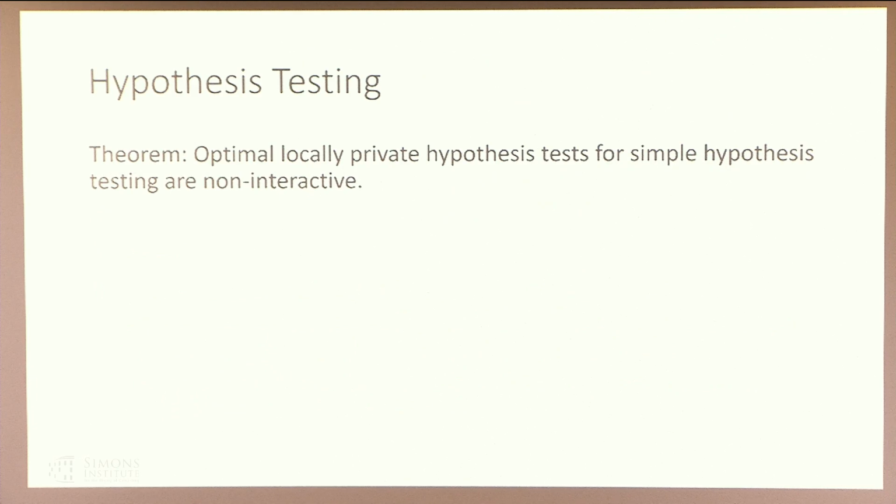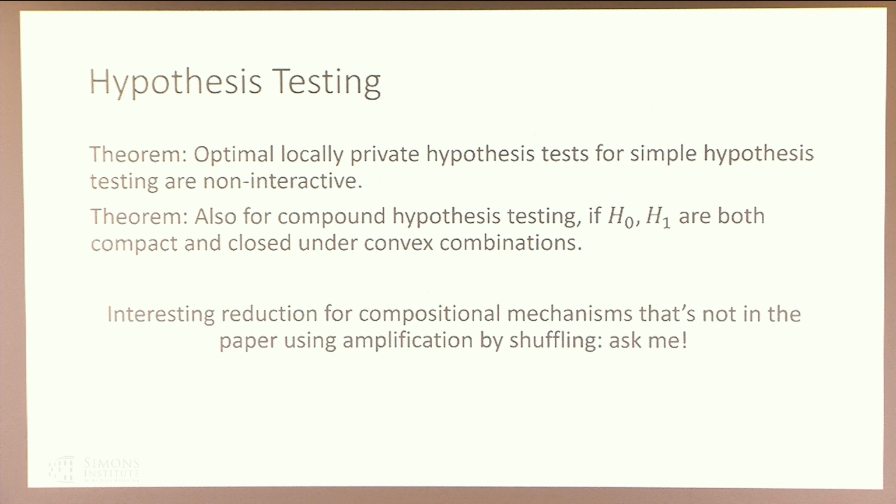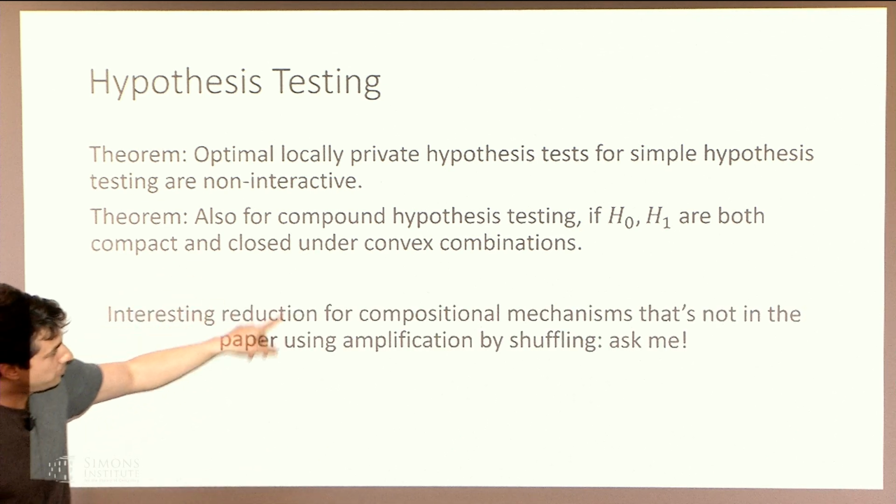Okay, let me just tell you, since I'm out of time, our theorems for hypothesis testing, but not tell you anything about the proofs. Optimal locally private hypothesis tests for simple hypothesis testing are non-interactive. Okay, so you get optimality even with respect to the entire class of fully interactive mechanisms. You can generalize that a little bit to compound hypothesis testing, where both the null and the alternative are closed under mixtures, or convex.